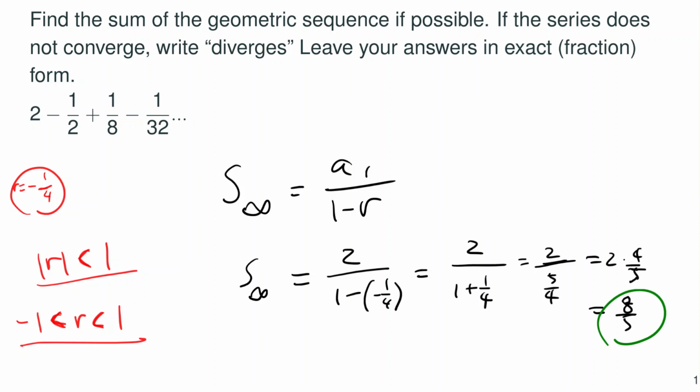So we do have to pay attention to the common ratio when we find the sum of an infinite sequence for a geometric sequence, right? For an arithmetic sequence, it's not possible to find an infinite sum. For a geometric sequence, it's possible, only when the ratio meets this condition.